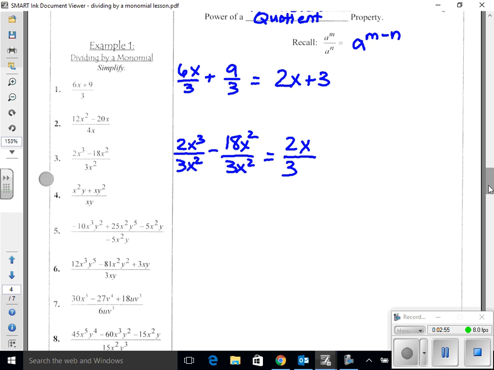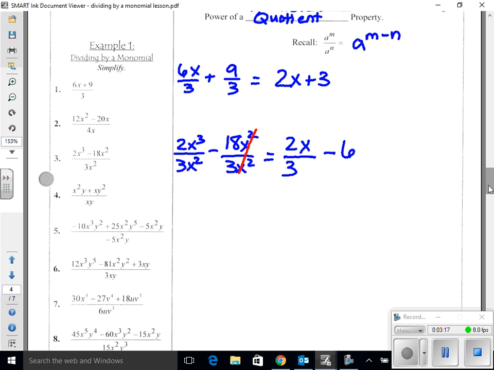Then we go to the second piece. Negative 18 divided by 3 makes negative 6. And then if you look at your exponent, you have x squared over x squared. Anytime you have that same thing happening, those cancel each other out. So they're gone. So you just have 2x over 3 minus 6. My final answer has two terms, and the top of my division problem only had two terms.